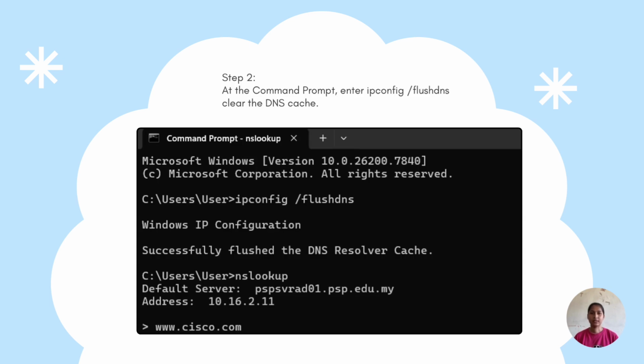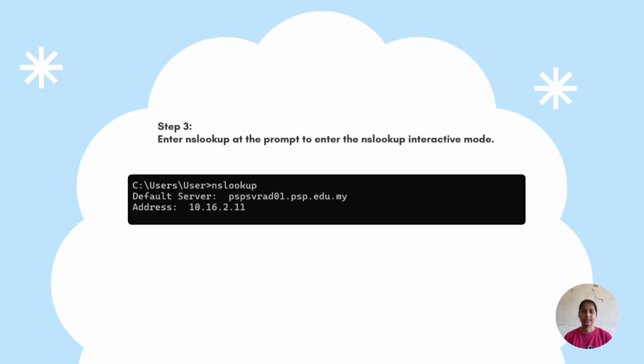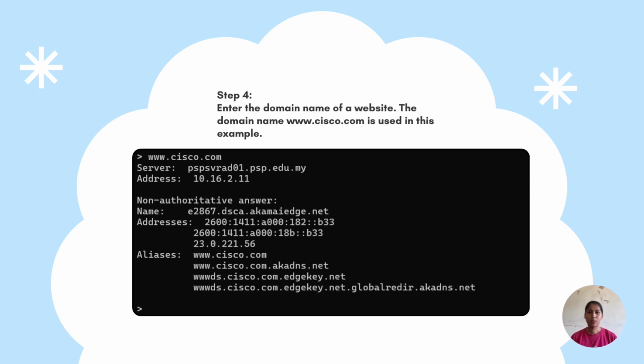Step 2, at the command prompt, we flushed the DNS cache using ipconfig /flushdns to remove any old records. Step number 3, we used nslookup to enter interactive mode. Step number 4, we entered the domain name of a website.